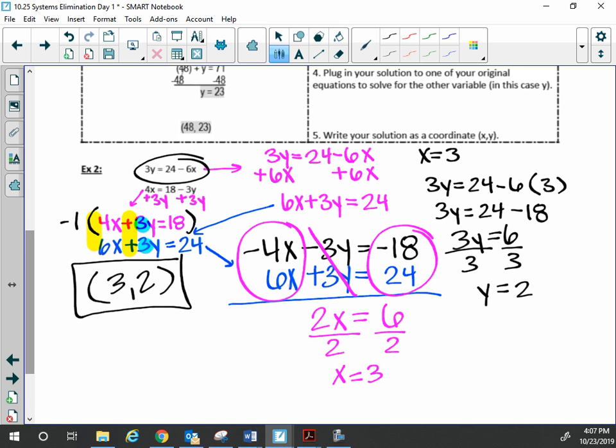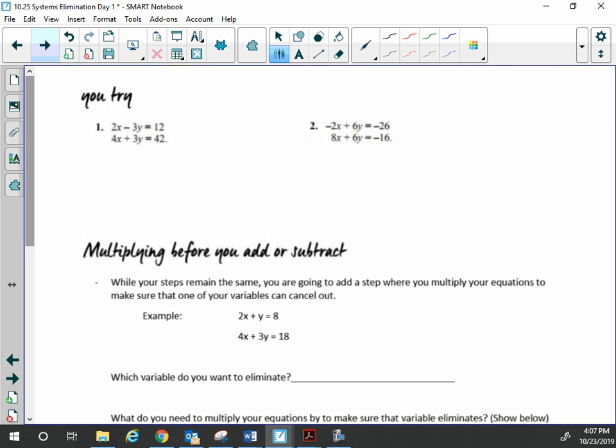Okay, let's flip over to the back of that front page. And let's do one more together. Number 1 is set up with our variables already in line. So take a second, pause the video, and decide with your table group, do I need to manipulate anything in order to eliminate a variable?